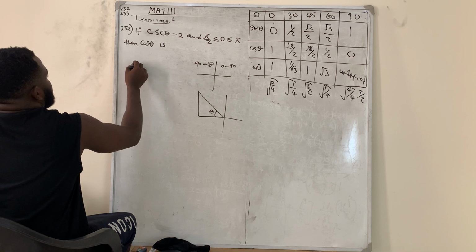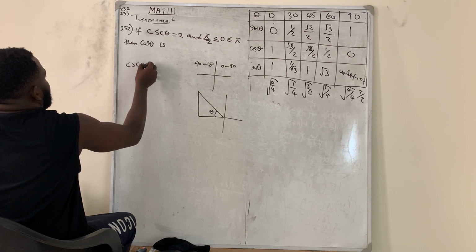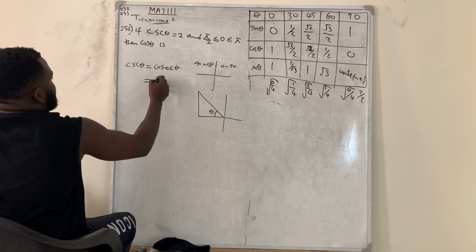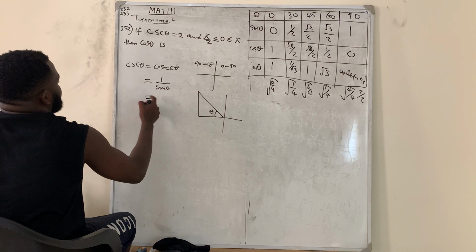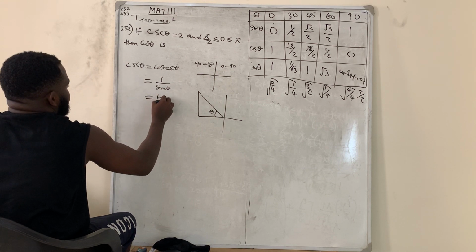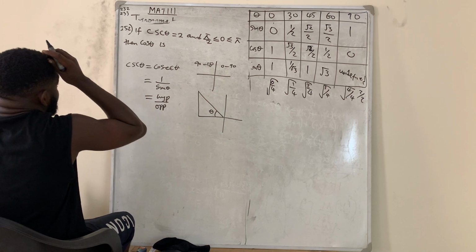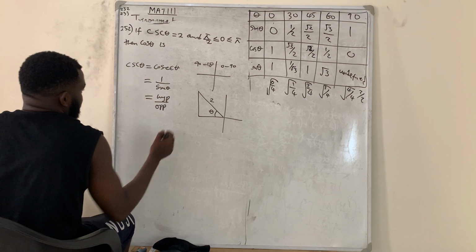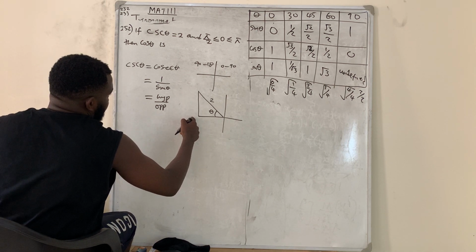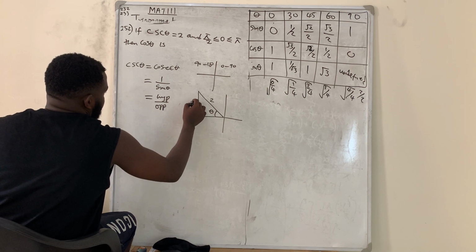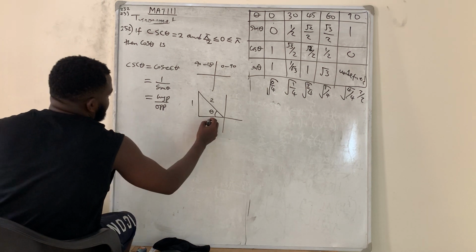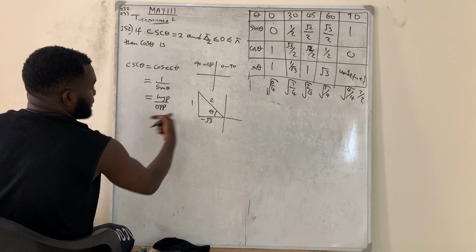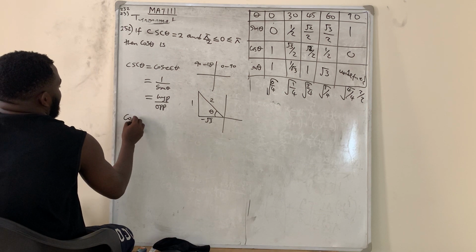So CSC normally means cosec theta, okay? And cosec is 1 over sine theta. Sine is opposite over hypotenuse, so it's going to be hypotenuse over opposite. So my hypotenuse is 2, while my opposite is going to be 1. It's up here, so it's positive 1. If I use Pythagoras theorem, here it's going to be minus root 3, since it's in the negative side, that's why it's minus root 3.